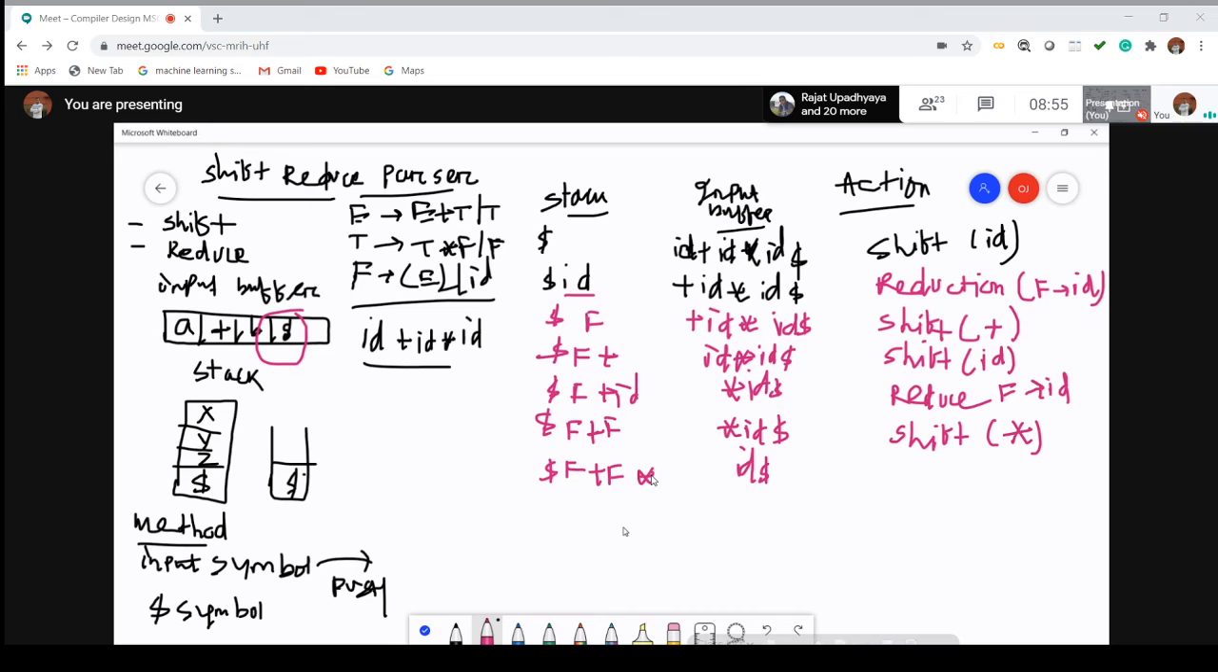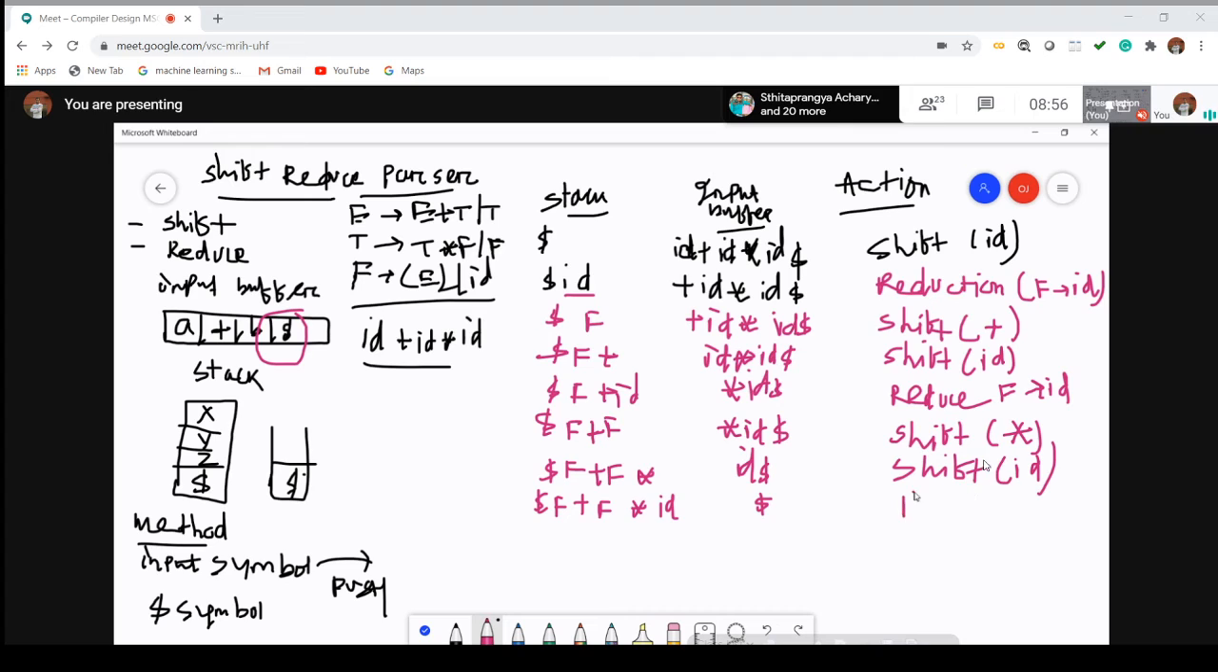Okay, now the star value is on the top of the stack, and there is no production for the star. Again I have to perform the shift operation. Which value is to be shifted? The id value is to be shifted. If I shift the id value, what is left over here? Dollar F plus F star id, and only dollar is left in the input.